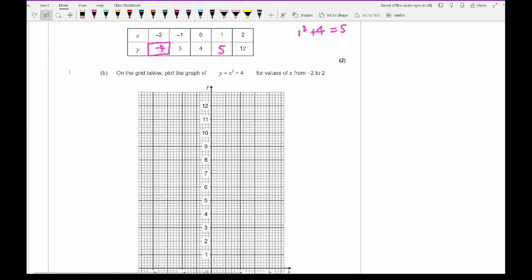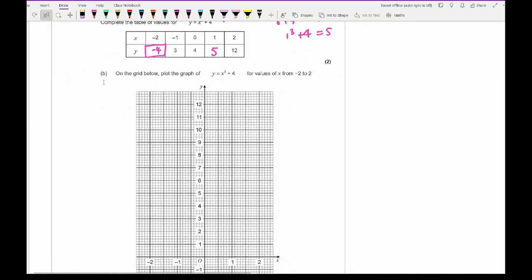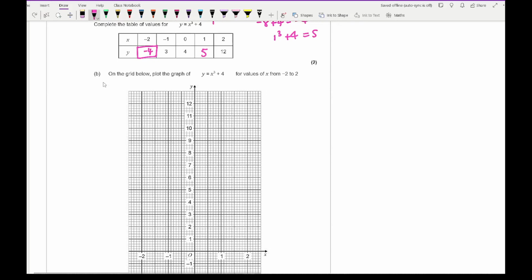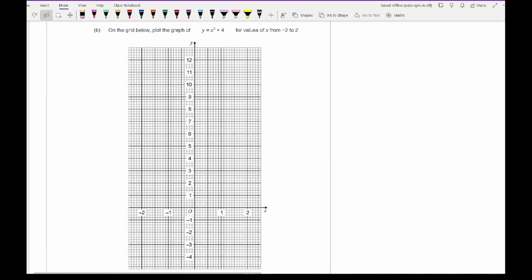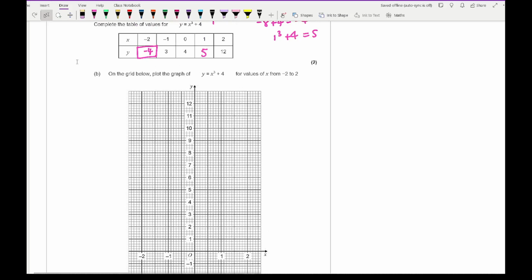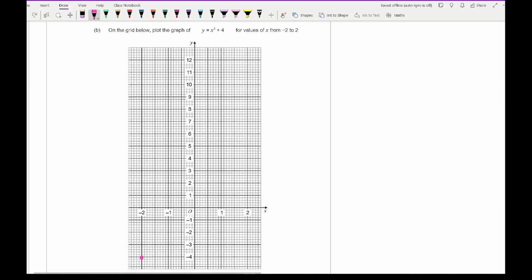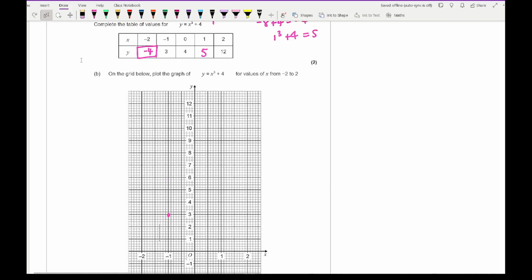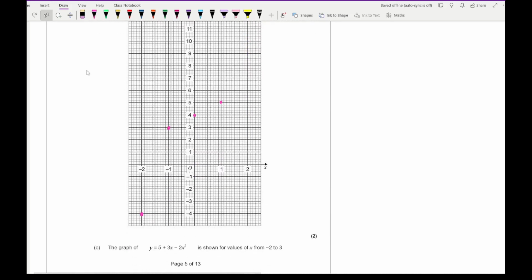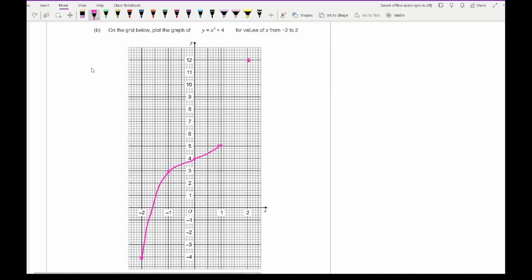So let me just zoom out a little bit. We've got minus 2, minus 4 is here. And our next value is at minus 1, 3. Our next value is 0, 4. Then 1, 5. And then 2, 12. And then if I join those points up, again, yours will most likely be a lot better than mine, particularly as I've stopped halfway.